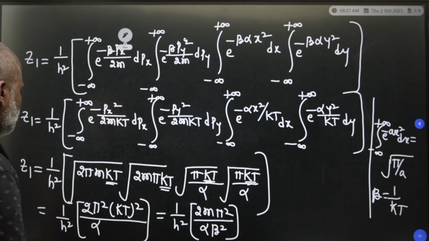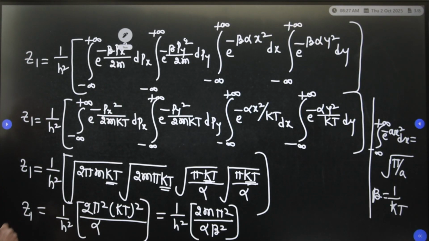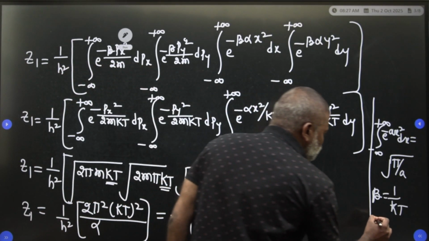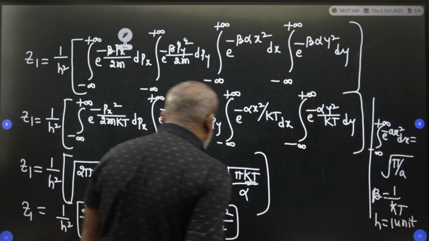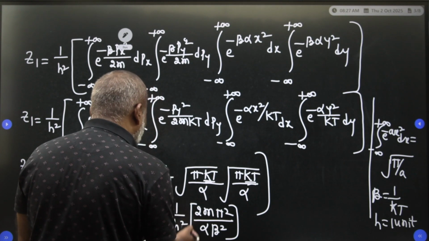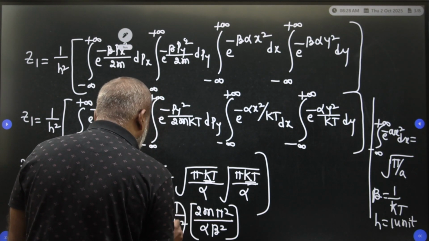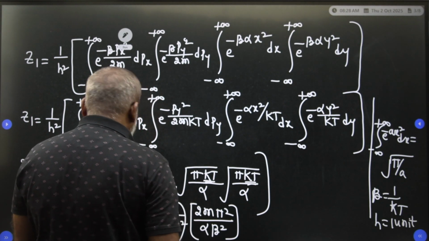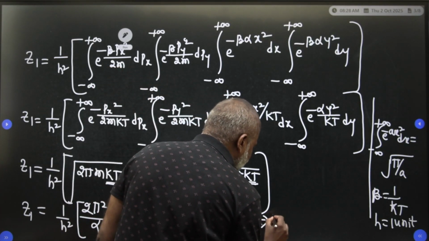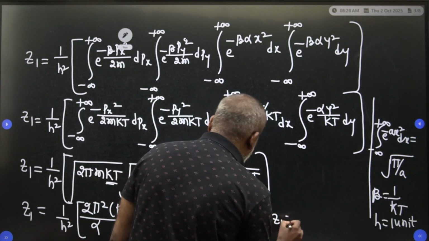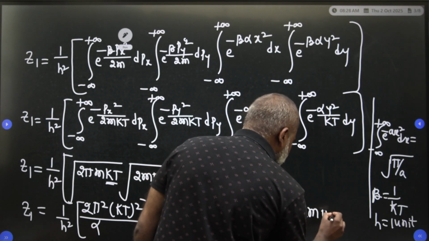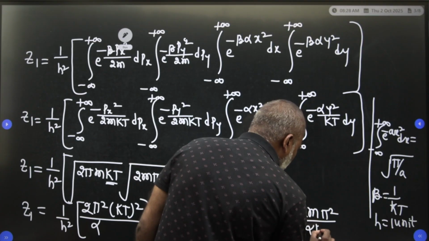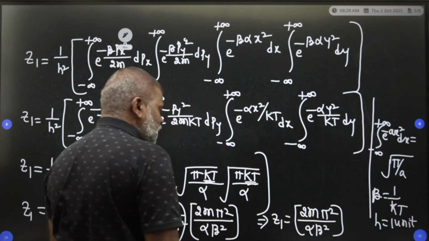So this is a single particle partition function. You have to take h equal to 1 unit, this is the Planck constant. Therefore, the single particle partition function is equal to 2m pi square divided by alpha beta square, you are going to get it.